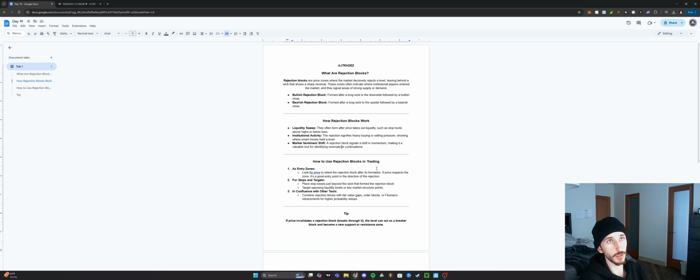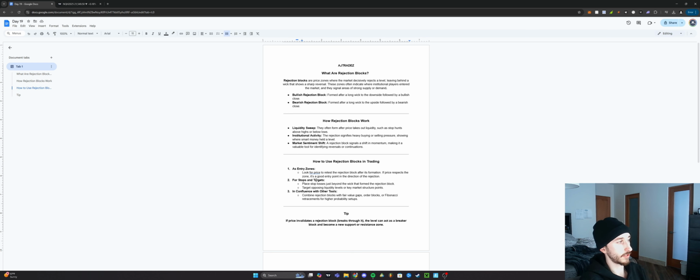Another thing you can do is wait for that confirmation, wait for that rejection of that rejection block, and then you could wait for an IFVG or a change in state of delivery, or you could wait for a fair value gap to form, enter on the fair value gap, tap, and then take that up to the drawn liquidity, or vice versa if you're bearish. It really just depends on your type of trading style and how you want to go about doing it.